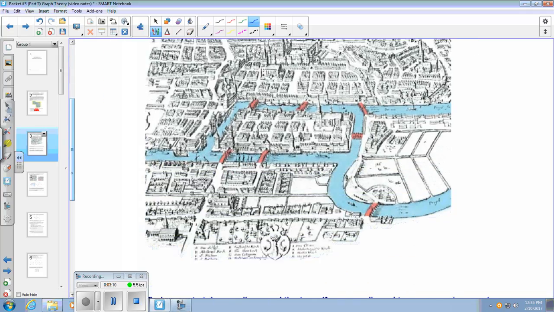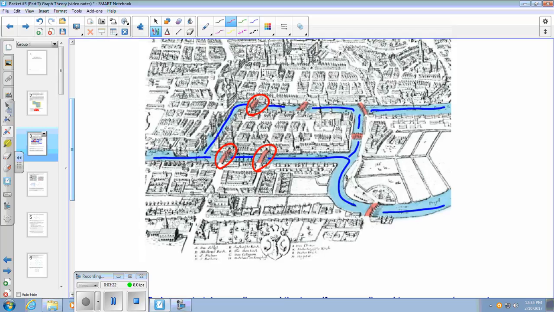Right, so notice within this town or city of Königsberg, we've got this waterway passing through it. And then we also have these red bridges. So if we count, here are the 7 bridges of Königsberg that led to this puzzle.